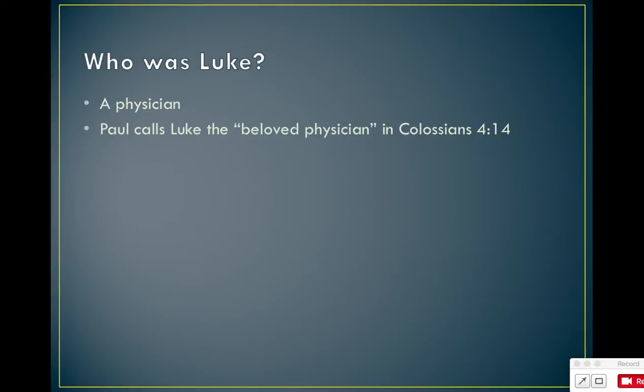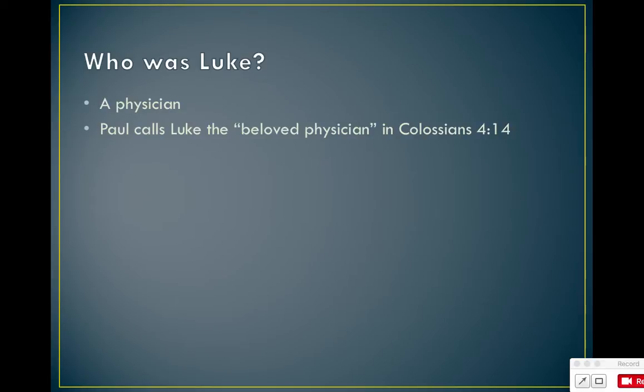Now, if I were able to ask you questions right now, I would say, okay, what was Matthew's job? Matthew was a tax collector. Matthew uses a lot of tax information in Matthew. Mark was a missionary. He was a man of action.